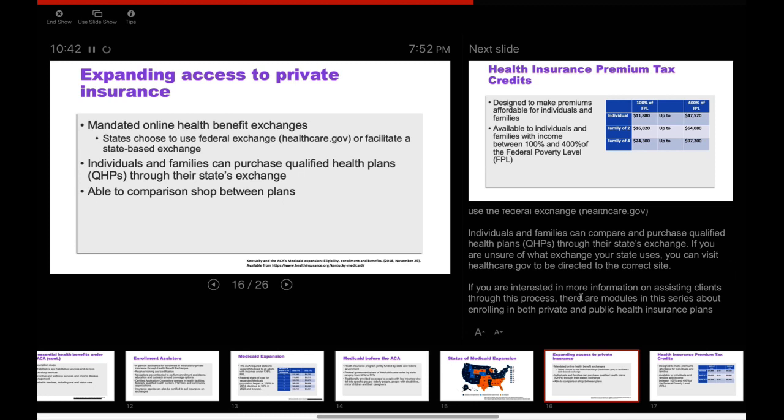Individuals and families can compare and purchase qualified health plans, or QHPs, through their state's exchange. If you're unsure of what exchange your state uses, you can visit healthcare.gov to be directed to the correct site. If you are interested in more information on assisting clients through this process, there are modules in this series about enrolling in both private and public health insurance plans.